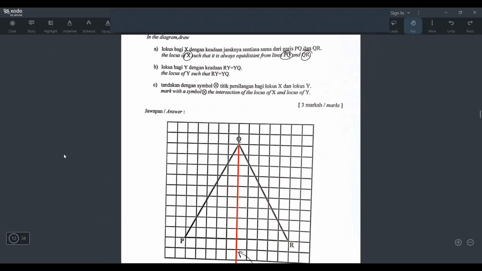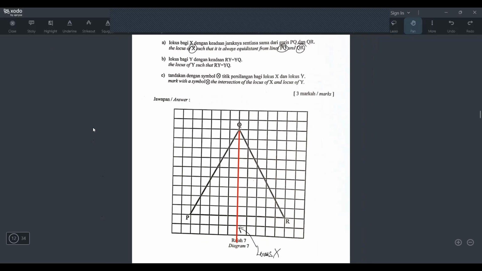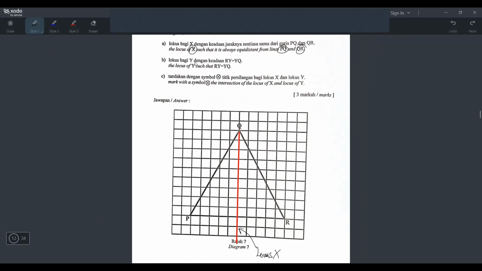Okay, let's make it smaller. Okay, let's go to B now. B says what? Locus of Y such that RY equals YQ. So which one is the locus here? Y is the locus, right? If you look at the diagram, Y is the one that doesn't exist in the diagram.